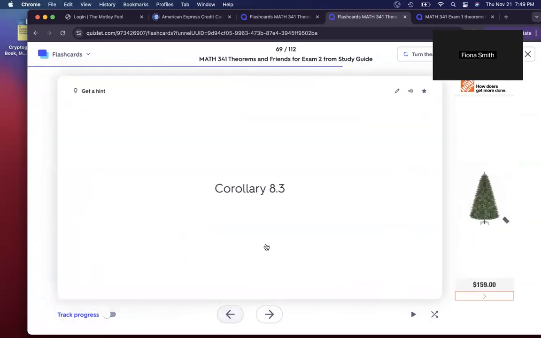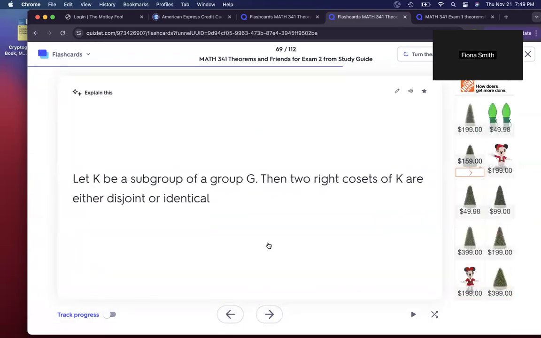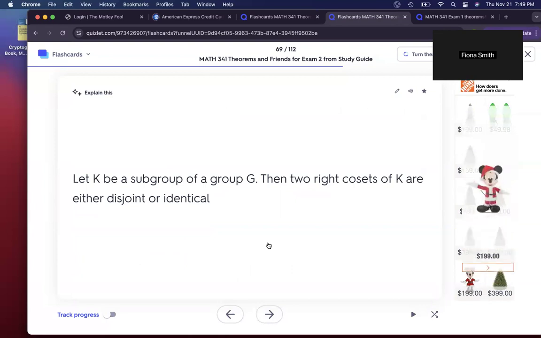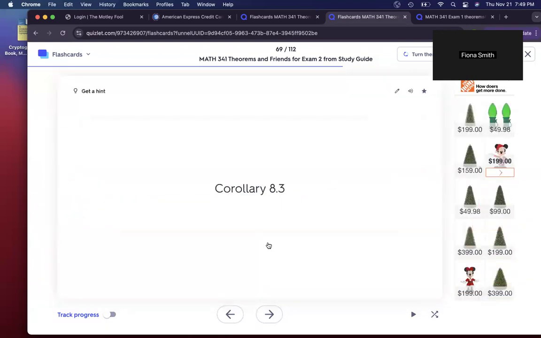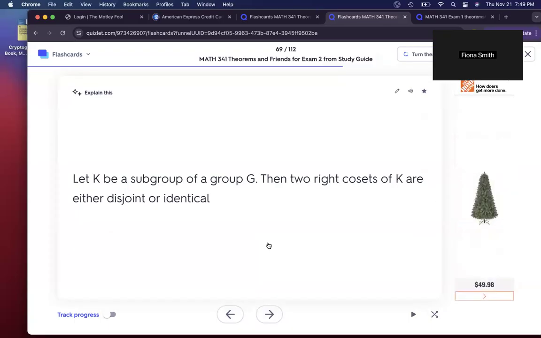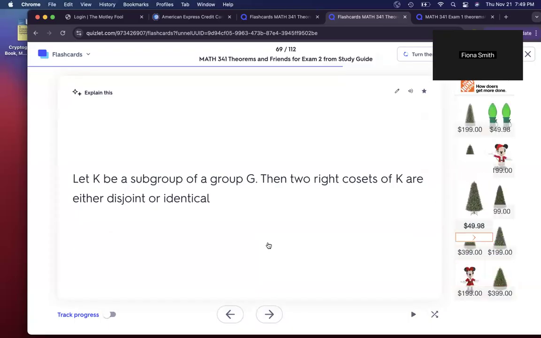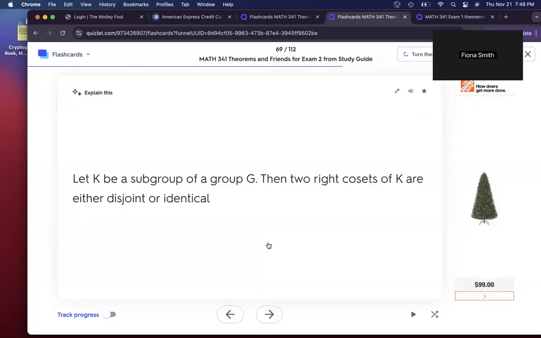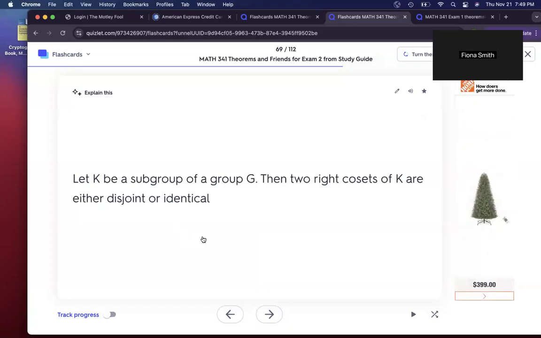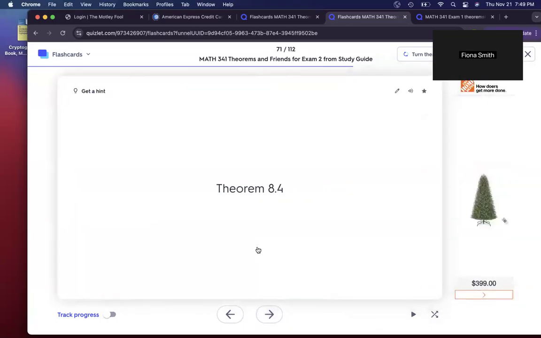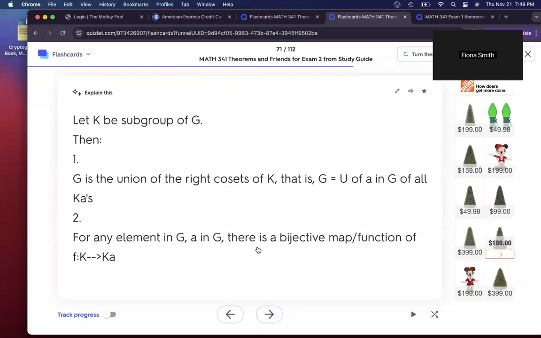What did I say? Oh, yeah. This theorem's nice because she's going to have on the exam, I'm pretty sure, a question like, are these cosets disjoint, identical, neither, or both? And the answer is never going to be neither or both because it literally has to be one or the other.